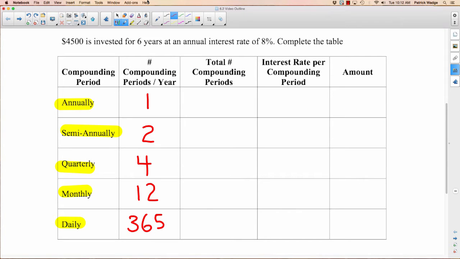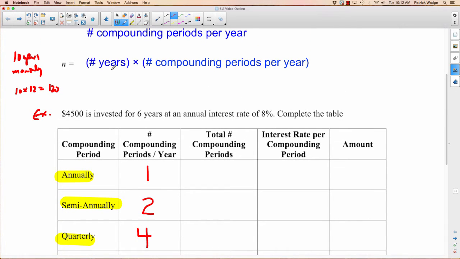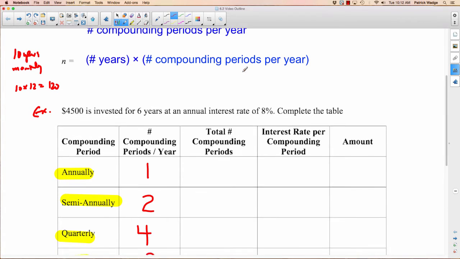Okay, I think this example will help us with what we just did. It says, $4,500 invested for 6 years at an annual interest rate of 8%. Complete the table. We've already done the first column. Total number of compounding periods. So this would be the second formula, the number of years times the number of compounding periods per year.